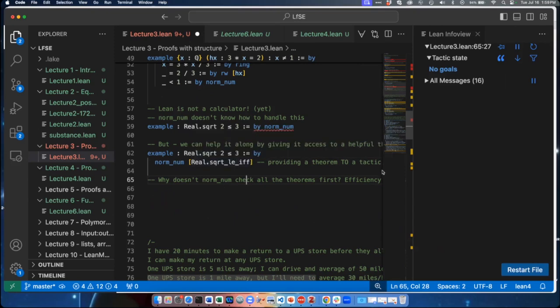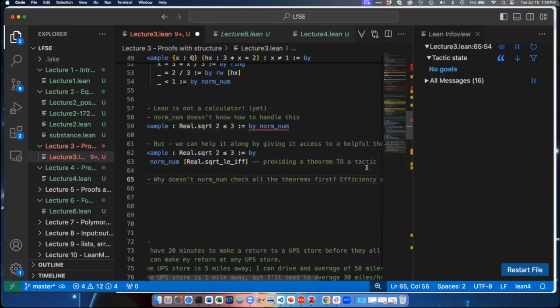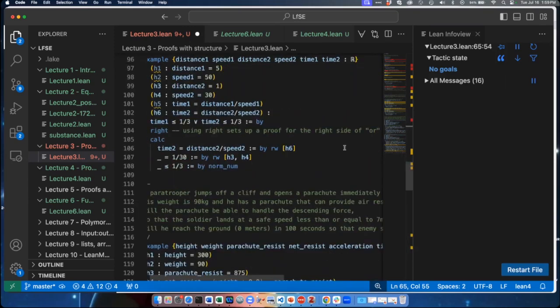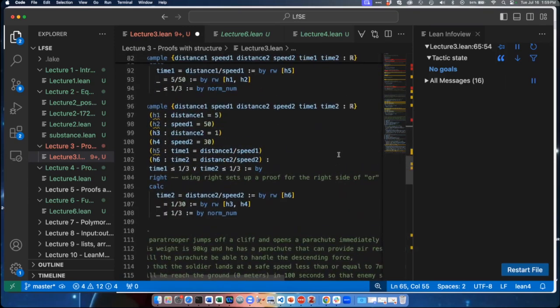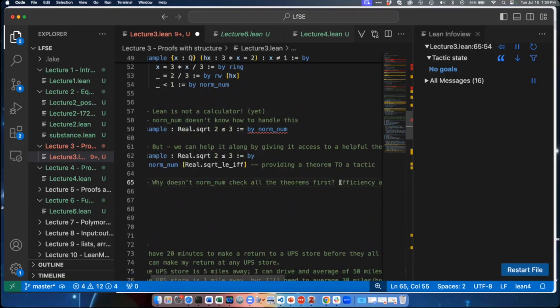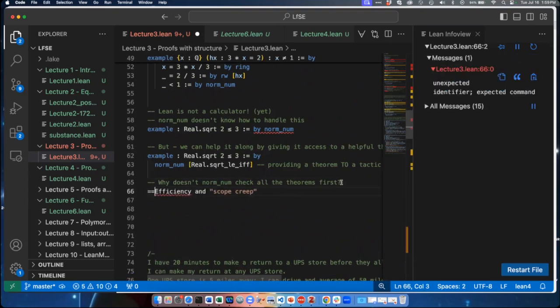So this is a question that often comes up. Why doesn't norm num just check this every time? If somebody built norm num so that it included this, then I wouldn't need to add this. Someone would have engineered the norm num tactic so it just uses it automatically. I wouldn't have to worry about that. And the answer is, excuse me, efficiency and scope creep.